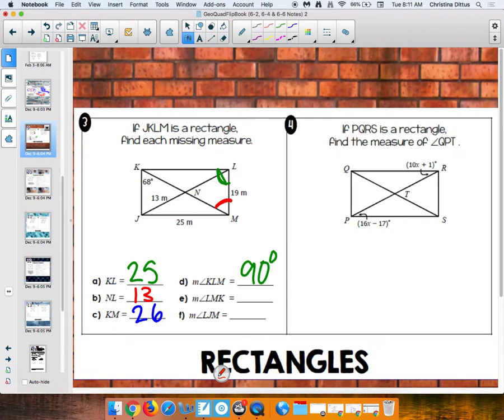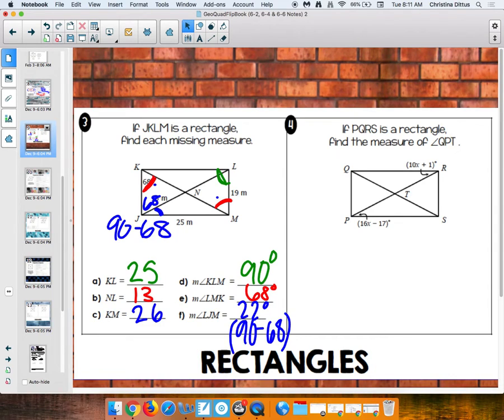Alternate interior. This angle and this angle have to be the same because they're alternate interior. That's kind of like the same stuff we did with our parallelograms. How about LJM, this angle right here? How can I find it? 90 minus 68. This has to be 68 because we got a bunch of stuff the same. So 90 minus 68 gives us what? Alright, are we good there?